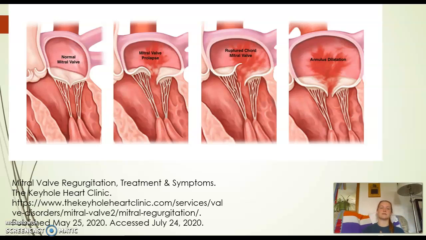In this picture, you can see what a normal valve should look like, what a prolapsed valve looks like, and what the annulus dilation looks like. The annulus is basically where the valves are attached to in that space.